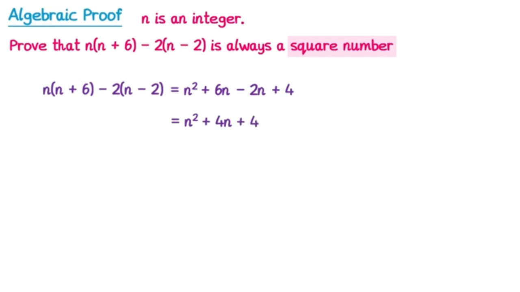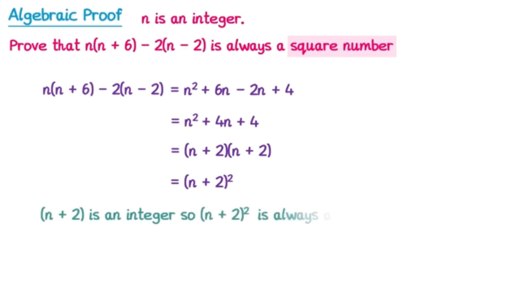Now at this point it's not immediately obvious why this is a square number, but we could factorize this. It would be n plus 2, n plus 2. But n plus 2 times n plus 2 is the same as n plus 2 squared, since it's n plus 2 multiplied by itself. We've now shown that this is a square number because n plus 2 must be an integer, and when you multiply that by itself, you'll end up with a square number. So we can finish this proof by writing n plus 2 as an integer, so n plus 2 squared is always a square number.